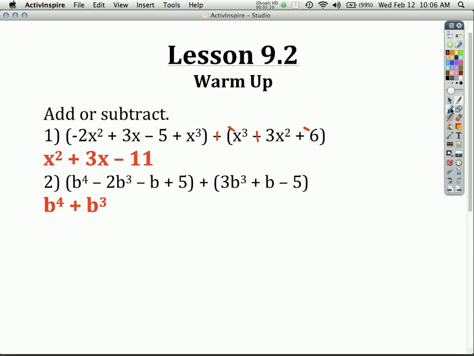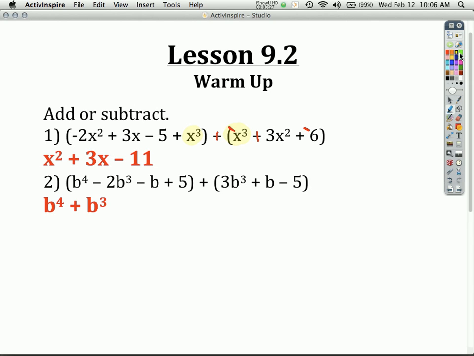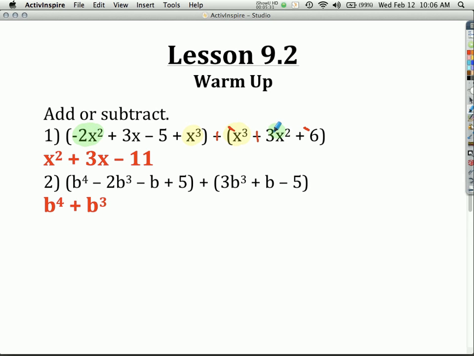Now we're combining like terms. So we have an x to the third and a negative x to the third. What happens with those two? Brandon? They just cancel each other out. So those disappear. And then we have negative 2x squared and 3x squared. When you add those two together, you get positive x squared.